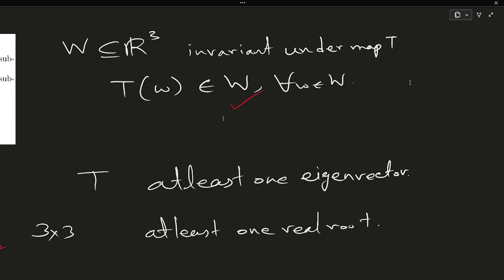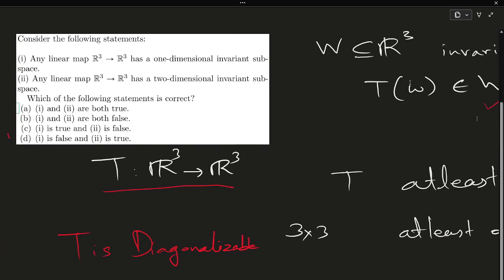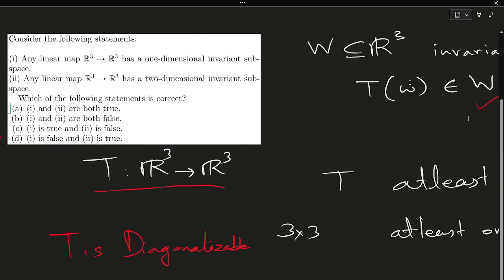Now we are going to analyze statement 1: does every linear map T going from R cube to R cube have a one-dimensional invariant subspace? A one-dimensional invariant subspace exists if T has at least one eigenvector. This is equivalent to T having at least one real eigenvalue, as the eigenvector corresponds to the line spanned by that eigenvector.